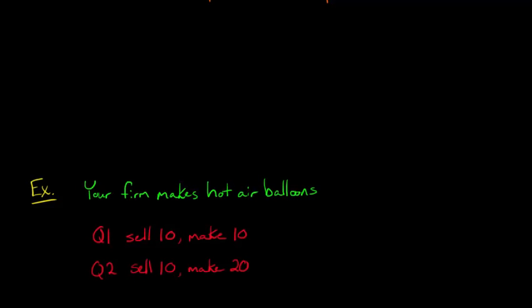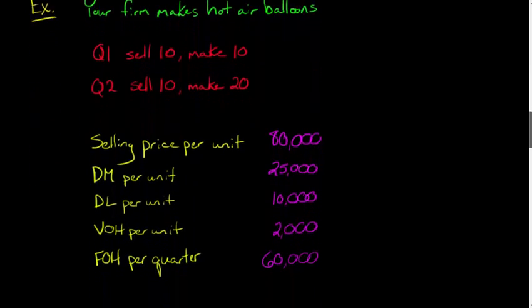So let's say your firm makes hot air balloons, and in the first quarter of the year, you sell 10 hot air balloons, and you make 10, and by make, I mean you manufacture them. And then in quarter two, you're going to manufacture 20 hot air balloons, and you're going to sell 10 of them.